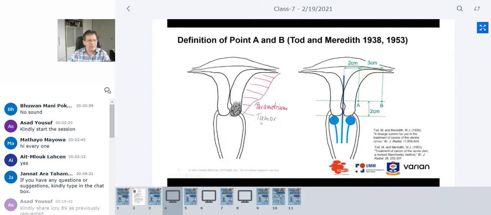Here again, the anatomy, and here the definition of point A, point B. You have seen that already last week. So this is a very old system. The authors or inventors, Todd and Meredith, published this first in 1938. And actually, they were looking for points to describe the dose distribution, which are good points in the anatomy, which we can rely on, that we have a very robust point for the dose prescription.